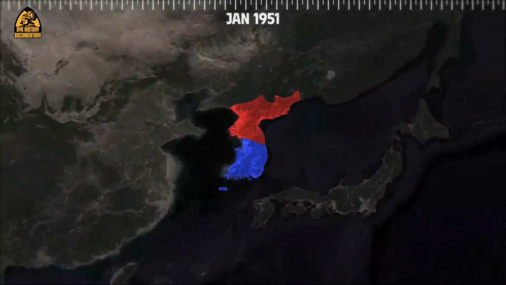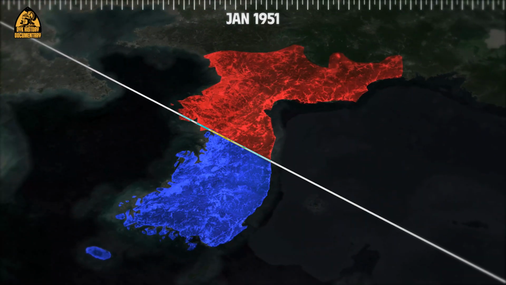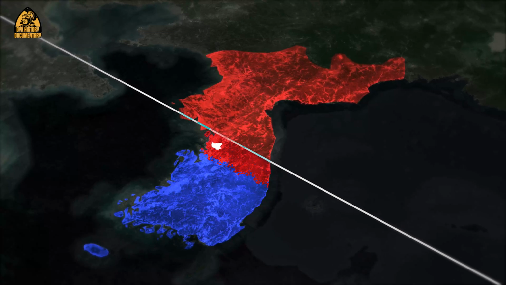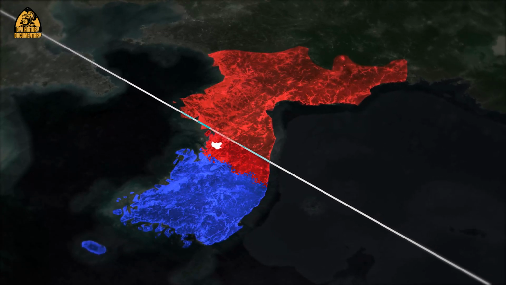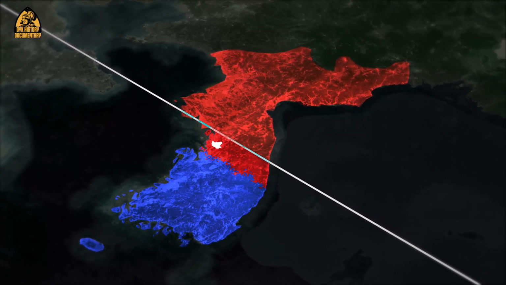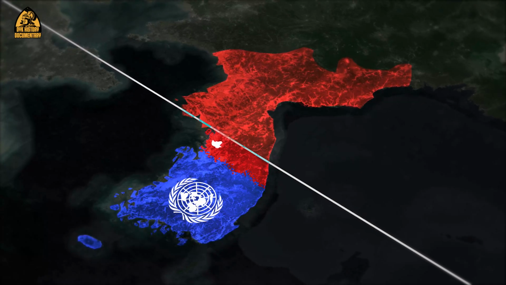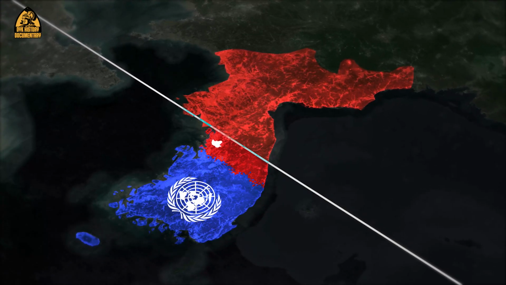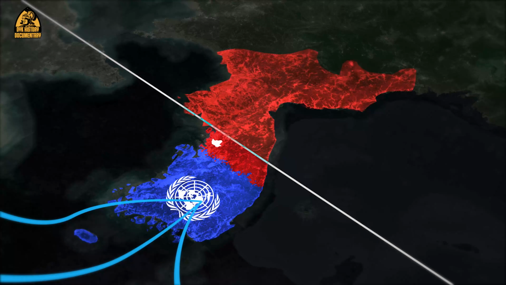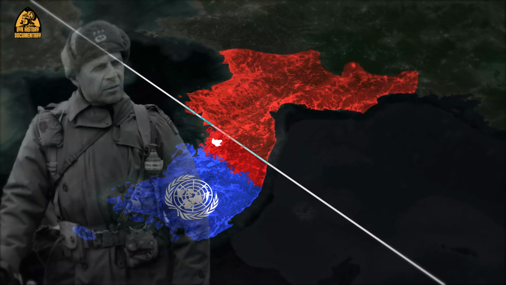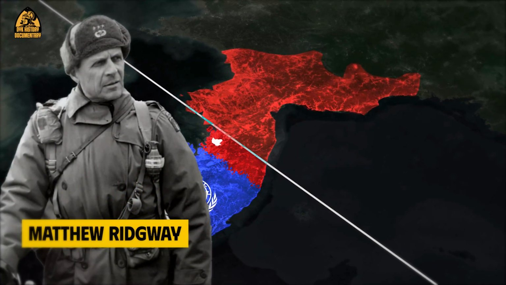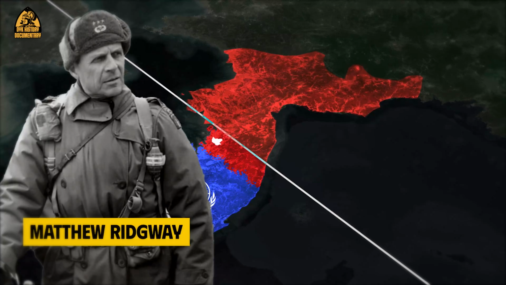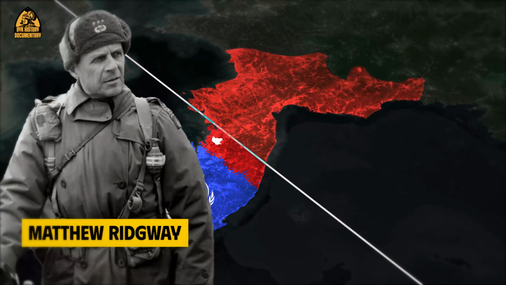By January 1951, Chinese and North Korean forces had recaptured Seoul. The UN forces established defensive lines south of the 38th parallel. Morale among UN troops was low, and there were discussions about withdrawing from Korea entirely. However, the appointment of General Matthew Ridgway as commander of the 8th Army revitalized the UN forces.